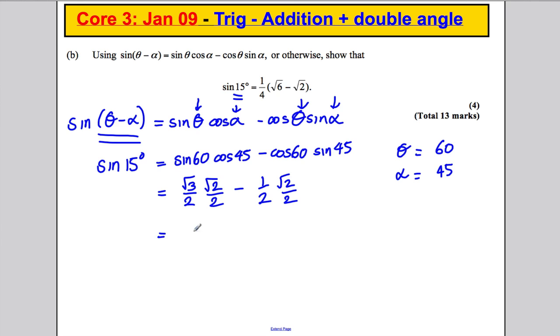So this is equal to root 3 times root 2 is root 6 over 4. 1 times root 2 is root 2. Subtract root 2 over 4. And factorising out the quarter, we get a quarter root 6 subtract root 2, and that's it. We got it. And there are 13 marks in the bag, nice and easily. Okay, next question. Pause the video, have a go.